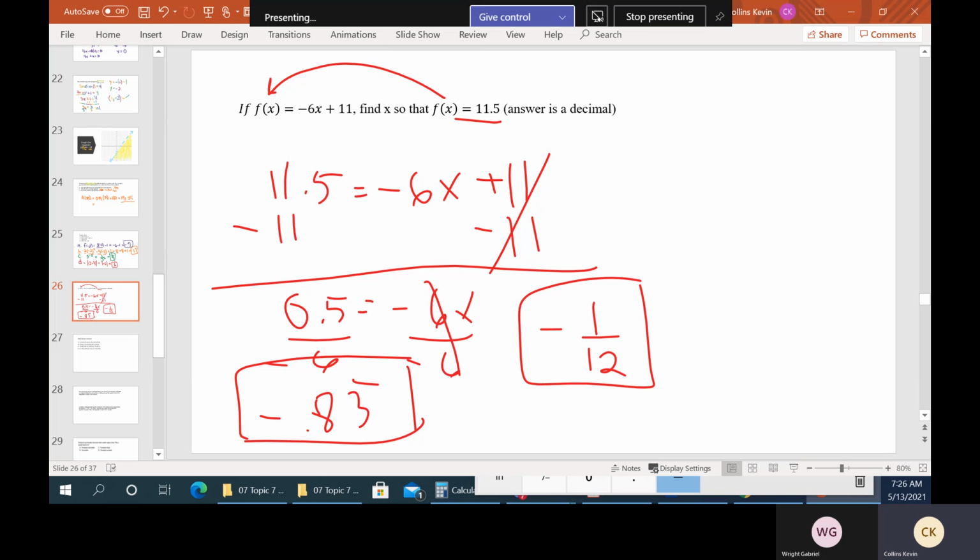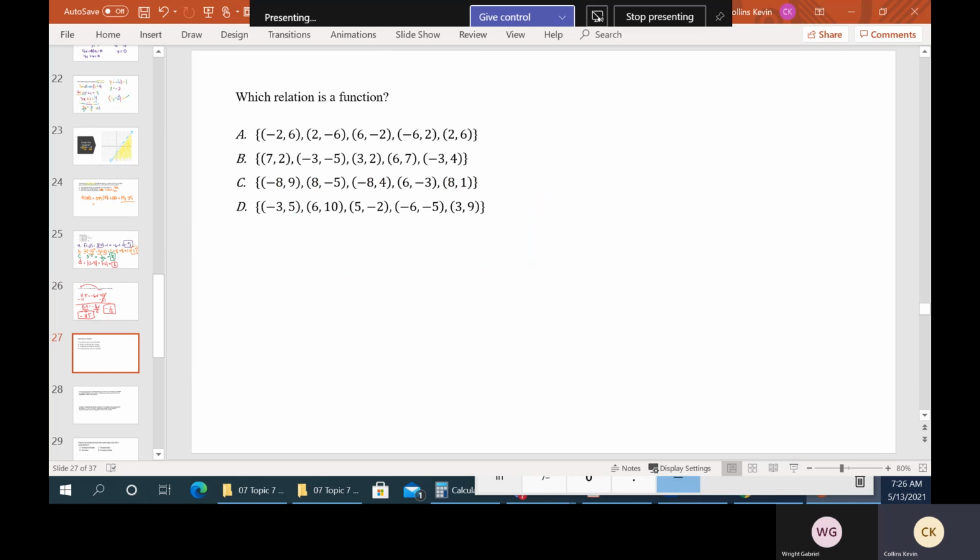All right. Let's go ahead and check out a few more. So it says, which relation is a function? Okay, so we got some ordered pairs here. Here's how we do this. All you need to know, you look at the first term in each of the pairs, okay? Those are our x values. To be a function, we have no repeated x values.